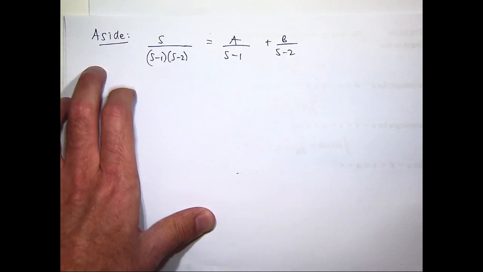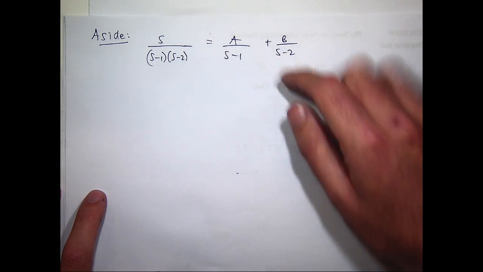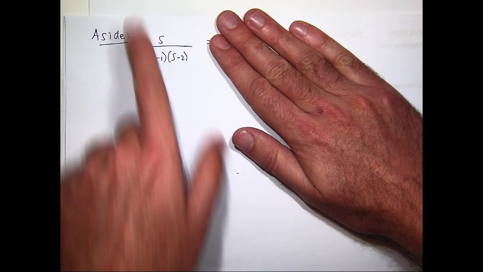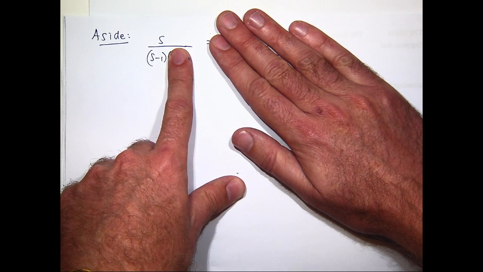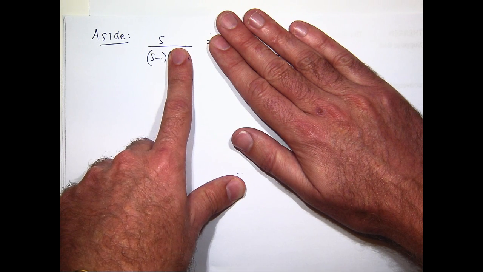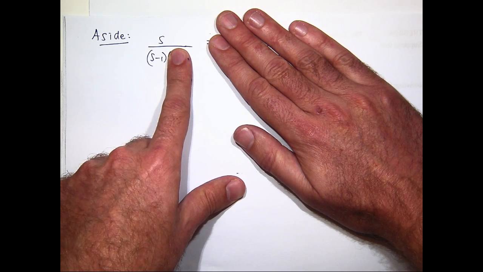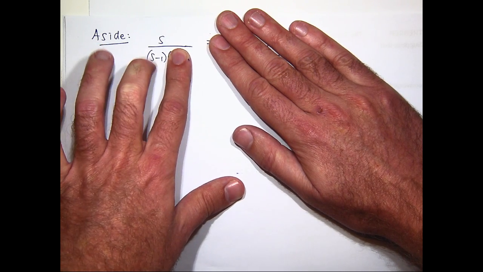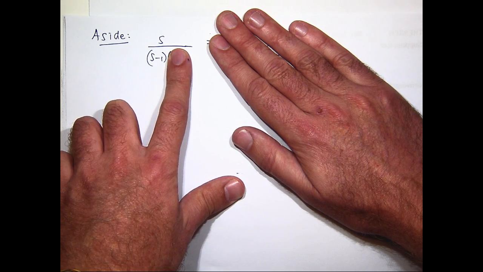Let's say I wanted to calculate B. B lies above s minus 2. So I go over to my left-hand side, I cover up the s minus 2 and let s equal 2. So what's B going to be? 2. Right? If I put s equals 2 there and s equals 2 there, I'll get B equals 2.